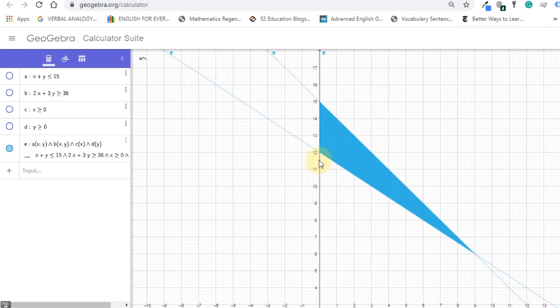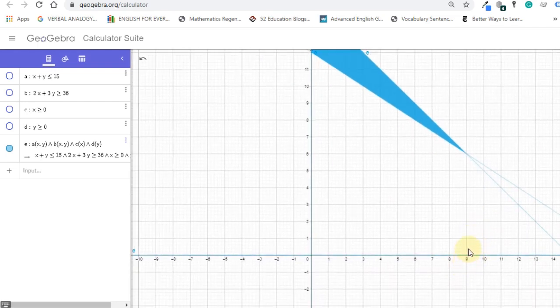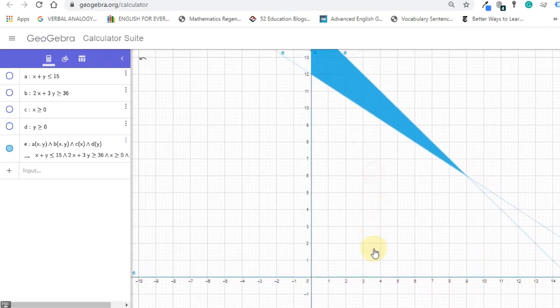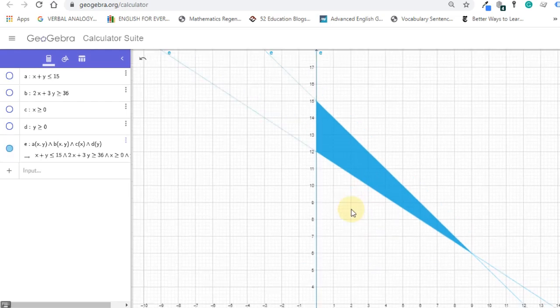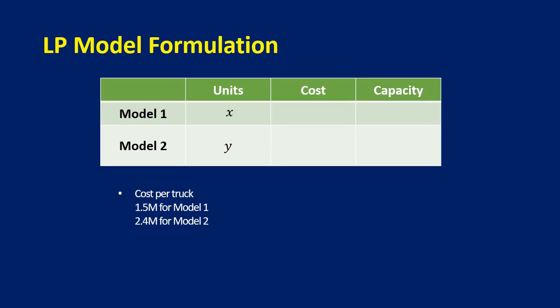Okay, so what are these points? This is (0, 12), (0, 15), and what's this? (9, 6). Okay? I forgot to mention our objective function.